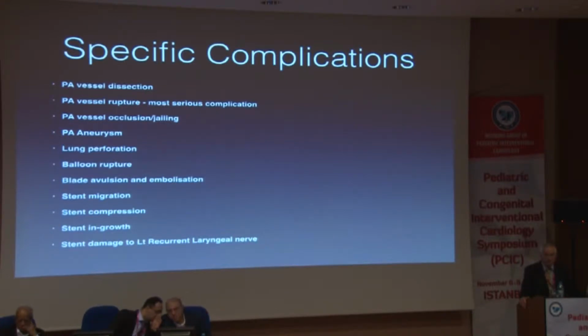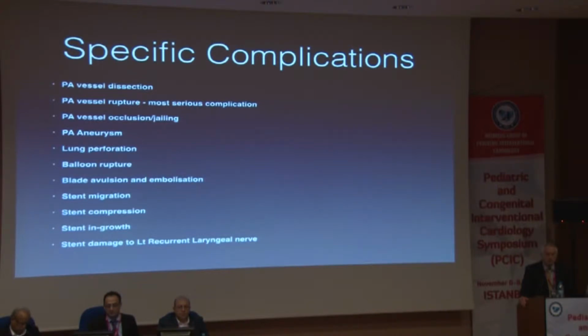You can get vessel dissection. This is not usually very serious, it's usually very localized. The pressure is not usually very high, but you need to recognize that. Depending on where it occurs, it may occlude adjacent vessels, and that may or may not be important. Vessel rupture, I think this is the most serious one, because it can lead to bleeding, and therefore it can lead to death. Vessel occlusion, this does occur, or jailing with stents.